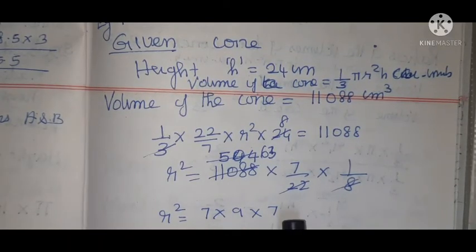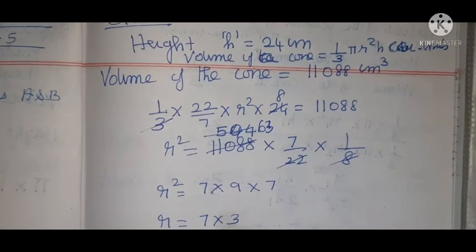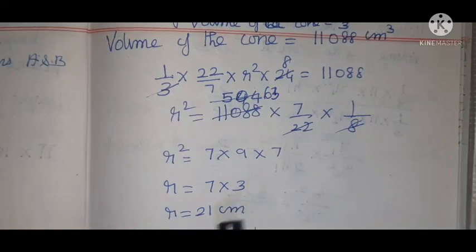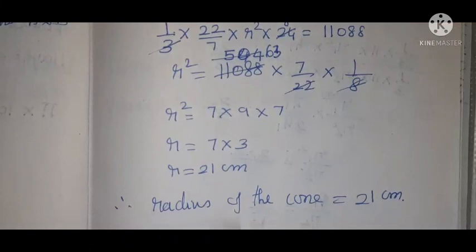r is 7 into 3. Root of 9 is 3. 7 into 3 is 21. r is 21 centimeter. Therefore, radius of the cone is 21 centimeter.